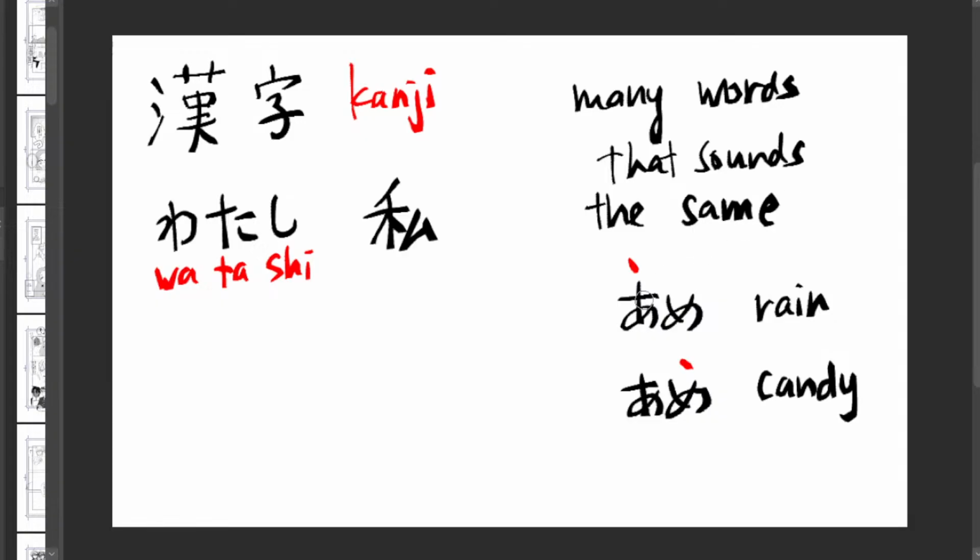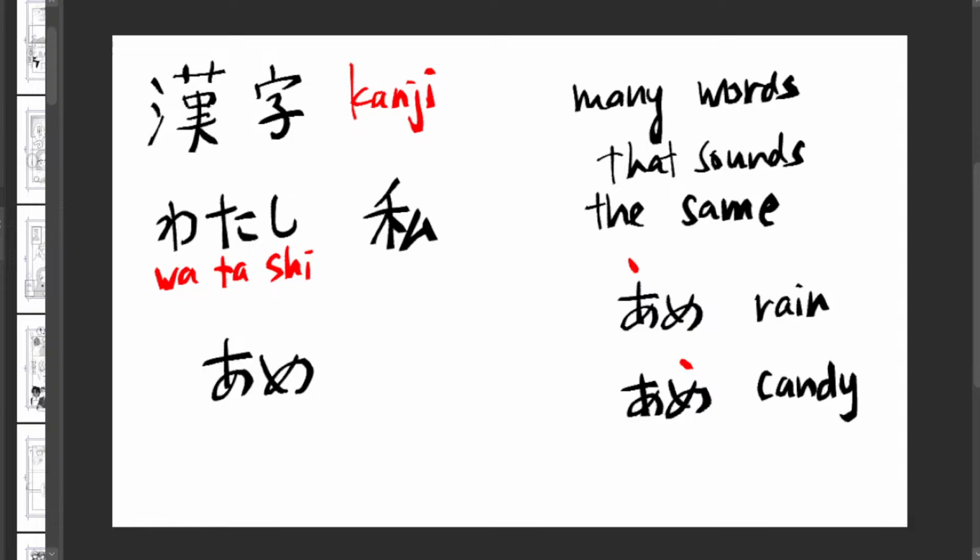Okay, so when you're talking, you can differentiate whether it's rain or candy, or if you couldn't differentiate the intonation, you can ask the person yourself. Okay, are you saying ame the rain or ame the candy? But when it comes to writing, you cannot really differentiate. You don't write, okay, this is the stress here or the stress here. No, you don't have that in the writing. So that's why you need to use kanji to differentiate whether it is rain or candy.